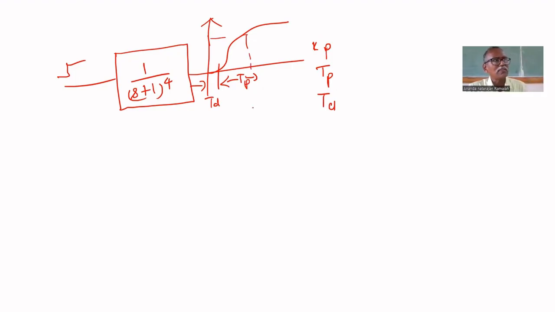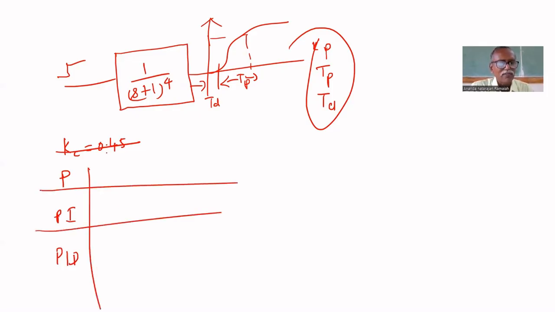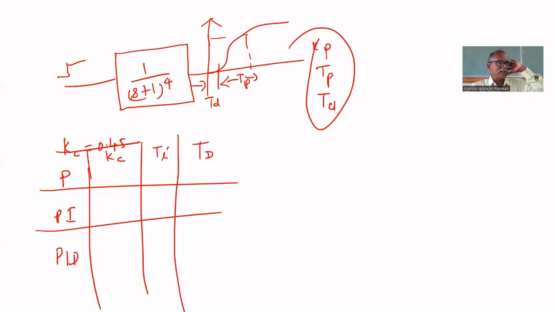If you know all these three values, you can find the tuning parameters. Kc equal to 0.45 for P only controller; then PI controller, PID controller. All 3 controllers you do so that you can see the response. For P only controller, only Kc. For PI controller, you have to find Kc and Ti. For PID controller, you have to find Kc, Ti, and Td.